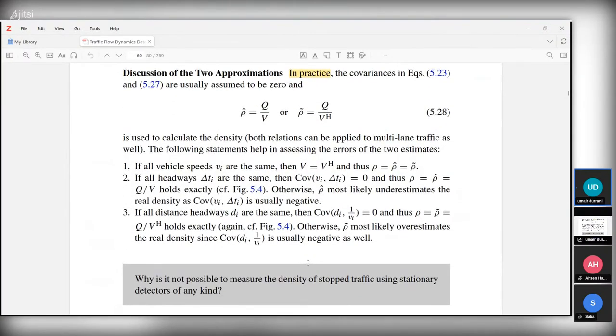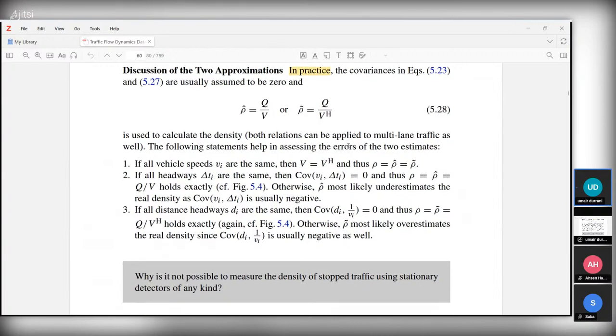And here's a discussion of the two approximations. In practice, they say here you are limited to use Q over V or Q over VH. People don't use correction factors as per the description here. And here they say the following statements help in assessing the errors of the two estimates.